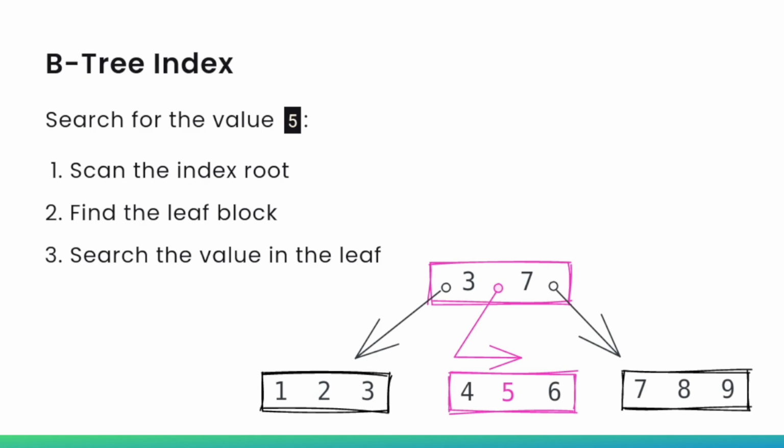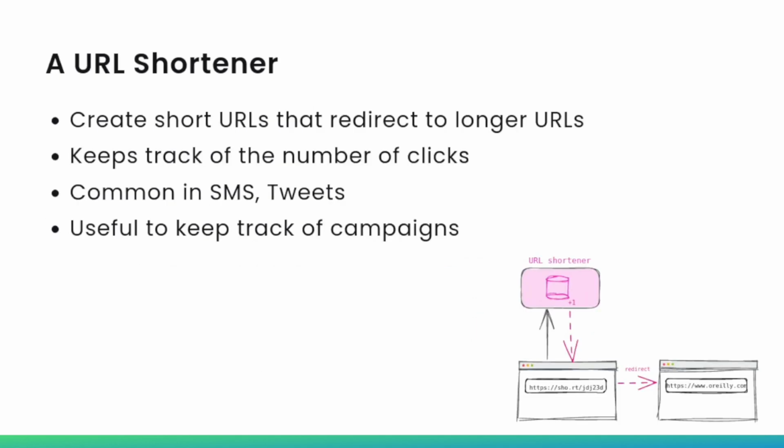Now, in order to understand how B-tree works and the different types of B-tree indexes, I want to do an actual use case. So let's take an imaginary URL shortener system. If you're not sure what it is, a URL shortener system is basically a system that provides short URLs that can redirect to very long URLs. Why is this useful? Two reasons.